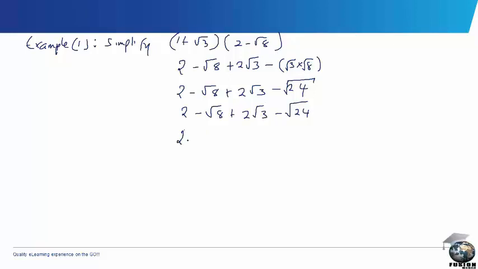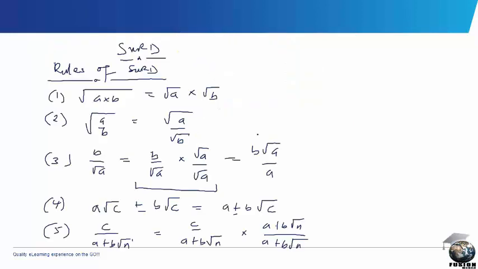At this point we have 2 minus root 8. Can we reduce this root 8 further? Yes, root 8 can be root 2 times 4 to give 8. Plus 2 root 3, we can't do anything here. And then root 24 could mean root 4 times 6. And so this helps us to reduce this, just like we stated here.